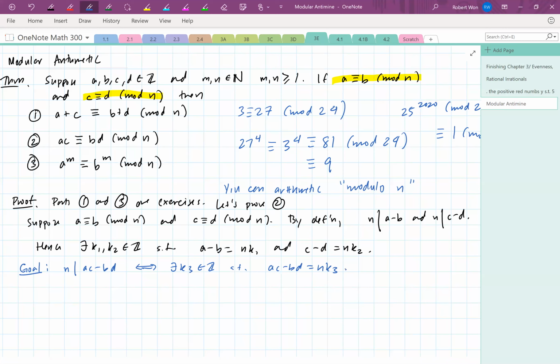So how do I do this? Well, the only thing to do is to try something. I want to get AC minus BD. What I have is A minus B, and I have C minus D. So how do I get something like this? I'm interested in this, and what I have is this. One thing I could try is to multiply this one by C, and multiply this one by B, and see what happens.